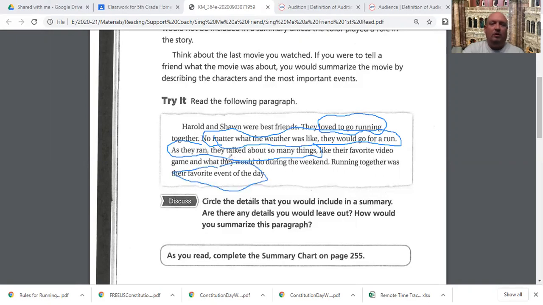So let's see what this summary is. Well, this paragraph was about Harold and Sean who loved to go running. They would run no matter what the weather was like. And as they ran, they would talk about many things. And running together was their favorite event of the day. I think that summarizes a great deal of what you needed to know about this paragraph.